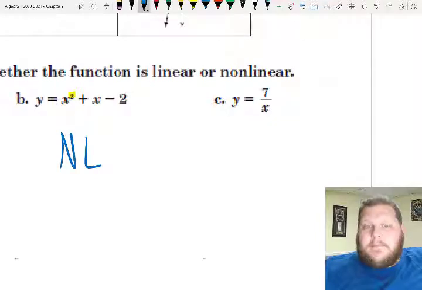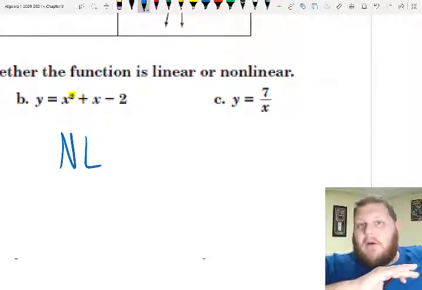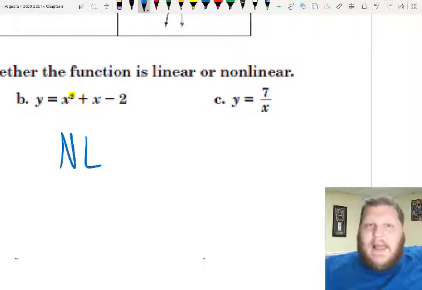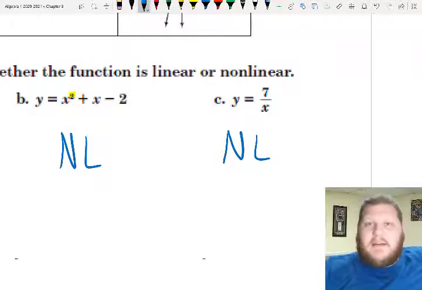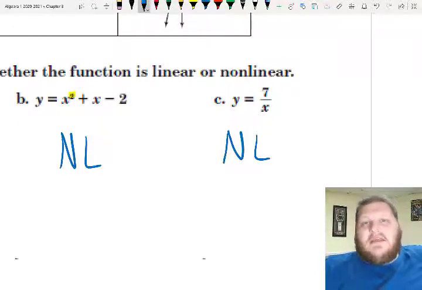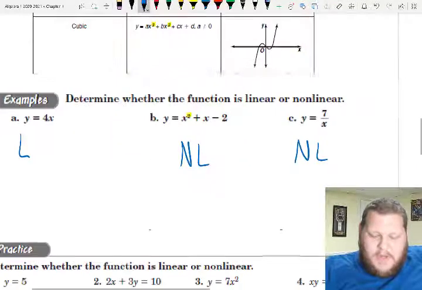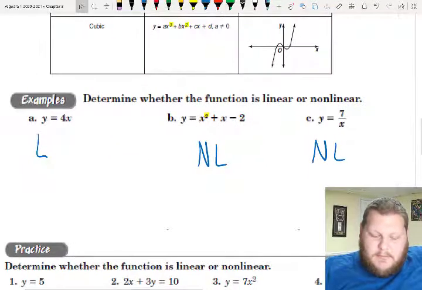function. And then for part C, y equals 7 over x. This again is one of those times where, as I wrote up there, if x is in the denominator, if it's not just x to the first power on that main level, it's not going to be linear. So in this case, even though it is just x all by itself, x to the first power, because it happens in my denominator, it's actually not a linear function. It's nonlinear. So those should be our conclusions for A, B, and C.